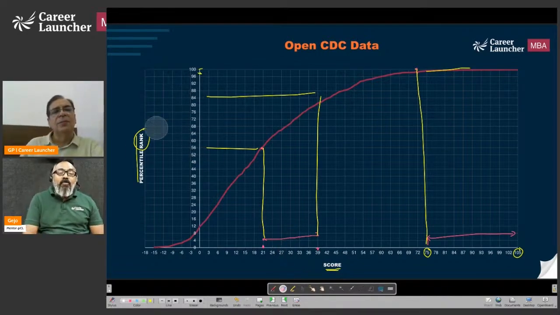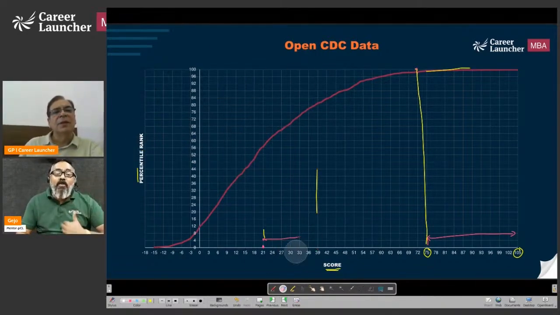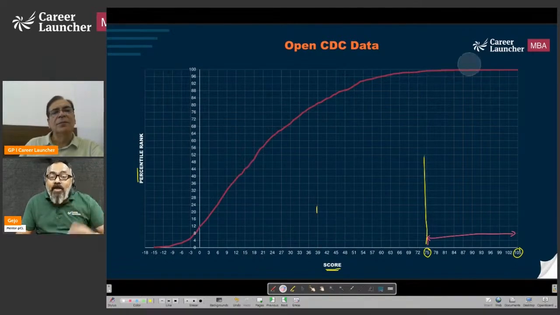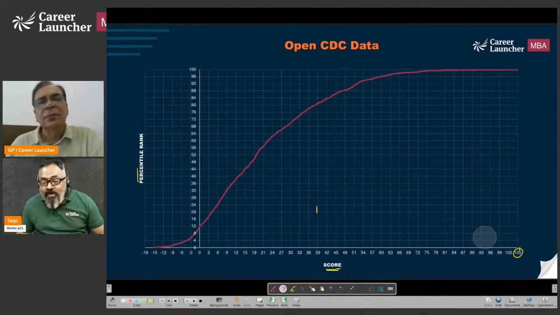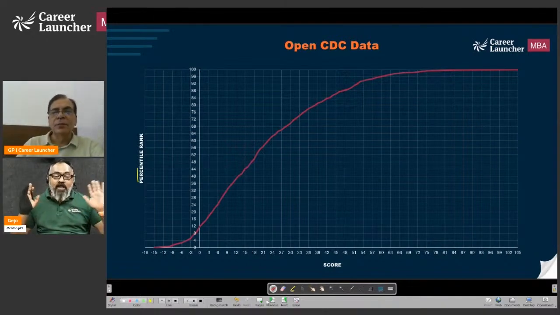So GP, let's start with asking the question. What is it that students should focus on? A lot of people say that I've got a fluctuating score. I don't know what actually fluctuates. Are they referring to percentile rank fluctuation or raw score fluctuation? So according to you, let's start from there, GP. Score or percentile? What do we have to focus on?